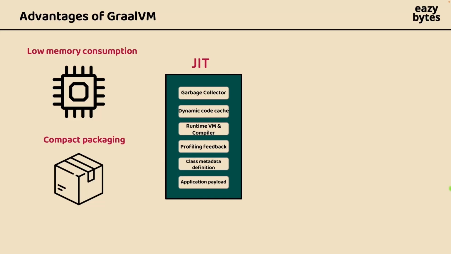In a traditional JIT mode, during runtime, all these tasks will happen whenever you're trying to execute your code. There'll be a garbage collector which will continuously monitor. There'll be dynamic code caching whenever new bytecode is getting converted into machine code. And there'll be a runtime virtual machine like the JVM along with the compiler. There'll be continuous profiling feedback happening. There'll be class metadata maintained. There'll be application payload, which is specific to your application, also present. So since all these tasks have to happen dynamically and continuously, they require more memory.